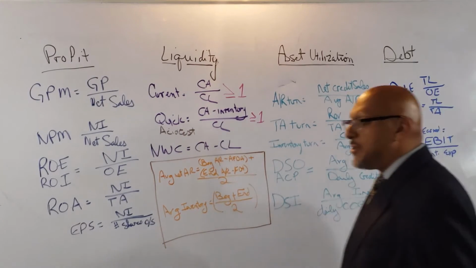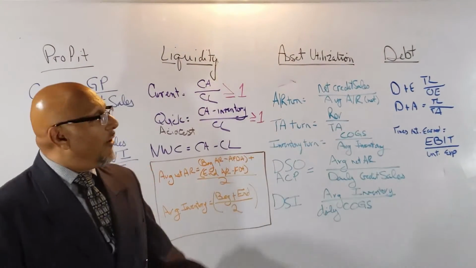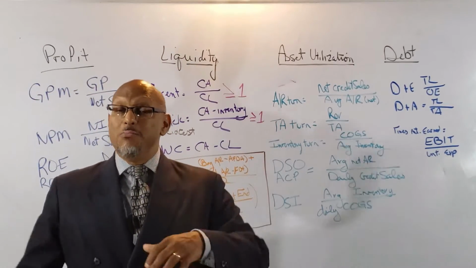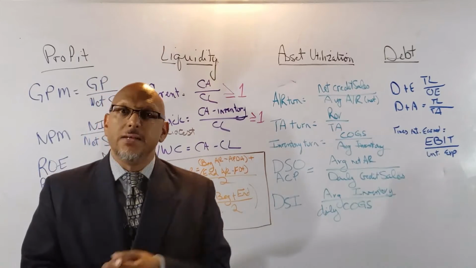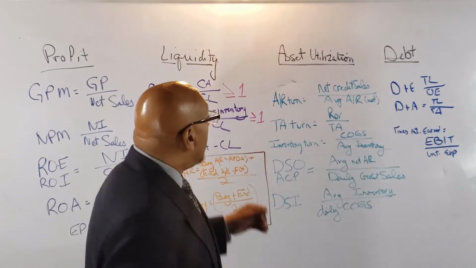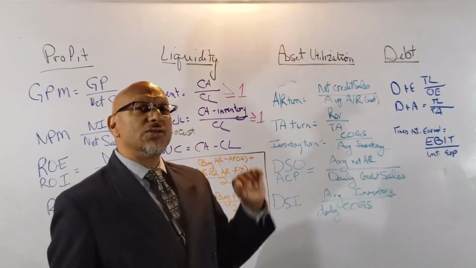Asset utilization stands for how effective our assets are, and how effective the company is in managing certain assets. Not all, certain. We have what's called the accounts receivable turnover.